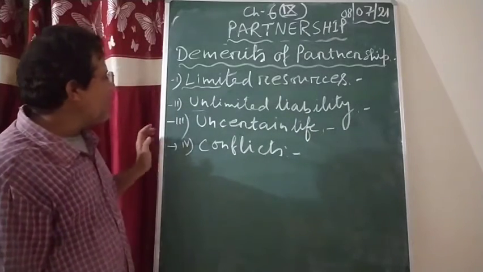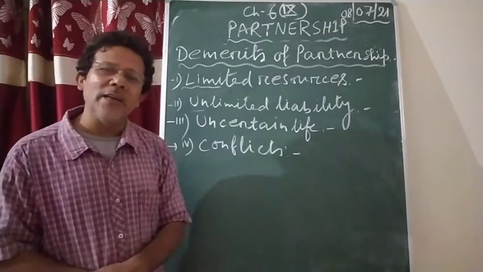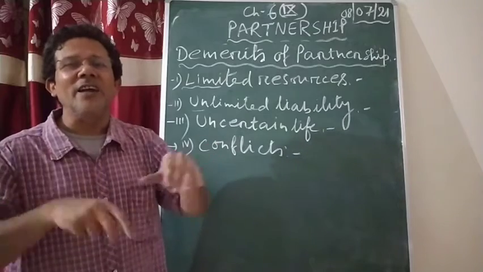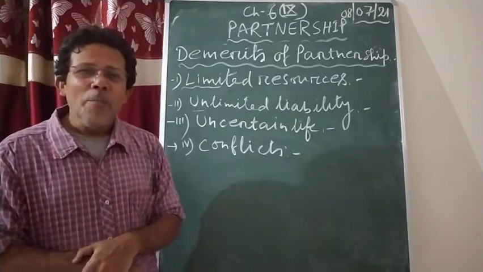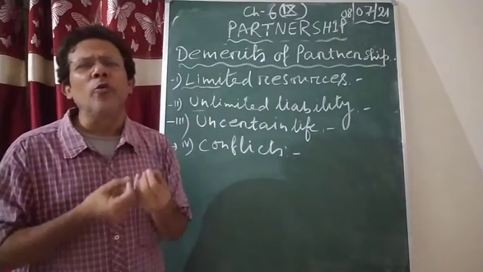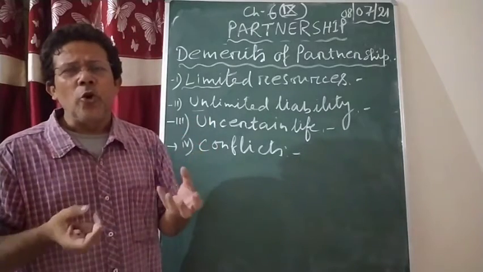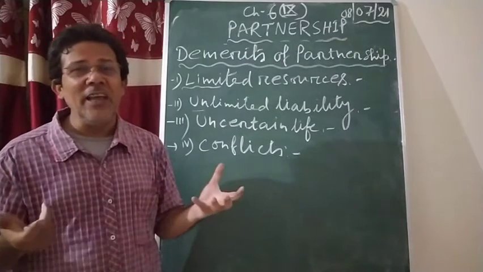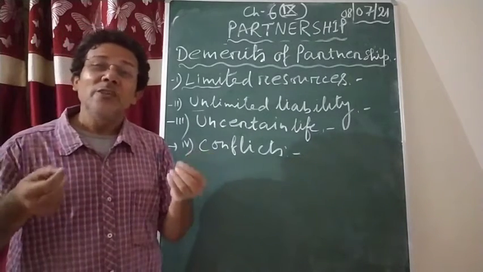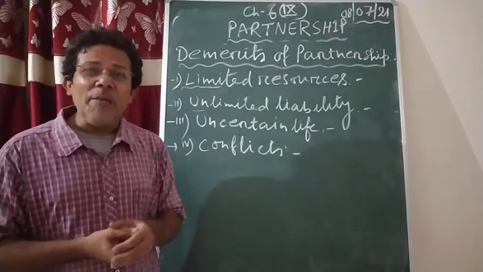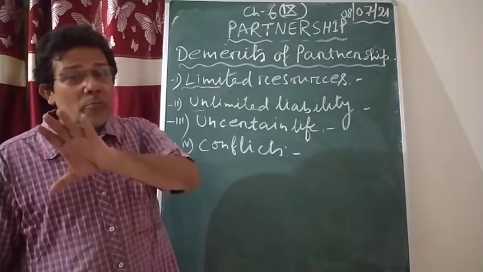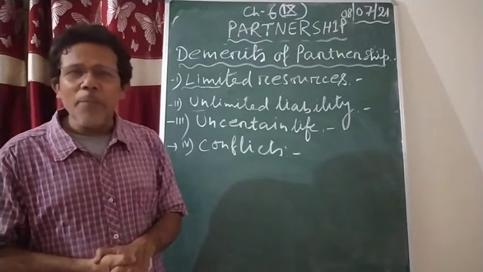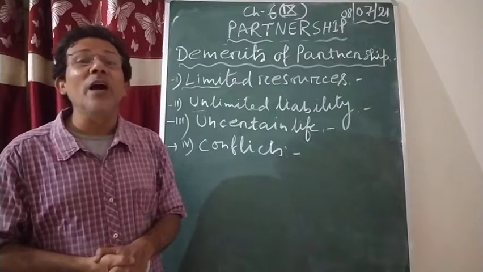Alright? Next, uncertain life. You know the meaning of uncertain life? It means the life of the partnership business is uncertain. Why? Because partnership business depends upon good faith, good belief, good relationship, good understanding among the partners. The day there is some misunderstanding, conflict among the partners, then the partnership business is not going to last.